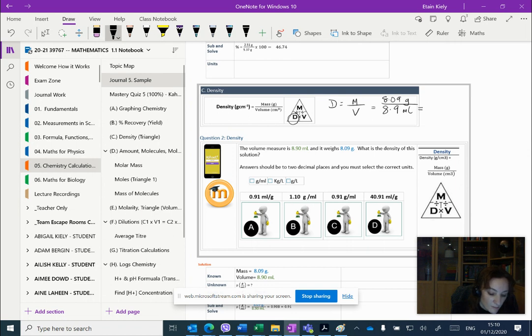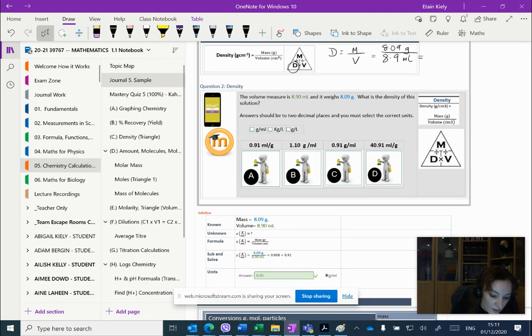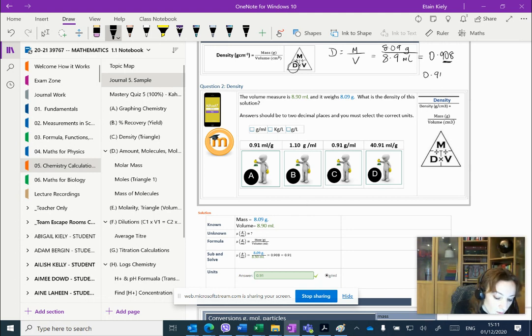So when you divide these, we'll just scroll up here to see what it gives you. It gives you 0.908, and it wants it to two decimal places. So we say 0.91. And then we must identify the units that we have, which in this case are grams per milliliter.